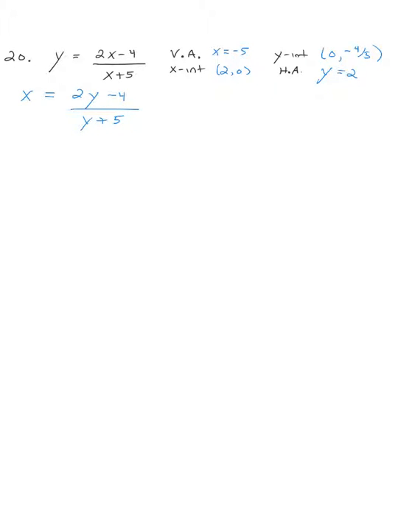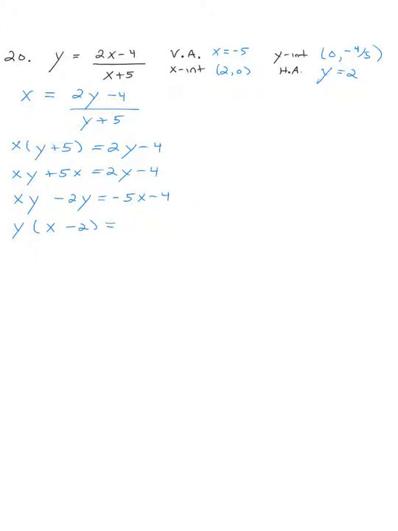Okay, I'll multiply both sides by y plus 5. And that's equal to 2y minus 4. I'll distribute the x. I will interchange the locations of the 5x and 2y terms. They'll both become negative, but we get xy. We're subtracting 2y from both sides, and since we're also subtracting 5x, we get negative 5x minus 4. I can factor a y out on the left-hand side, and I get x minus 2. Well, I'm practically done. I just have to divide both sides by x minus 2, and here I have my inverse.